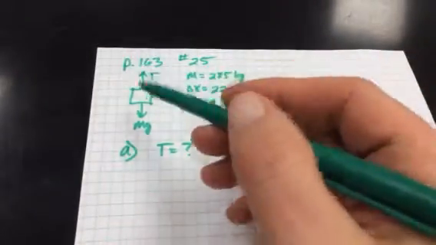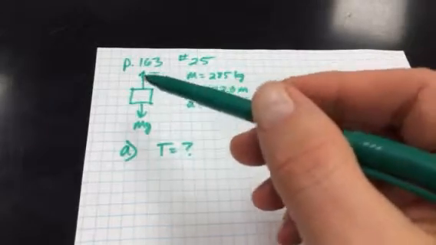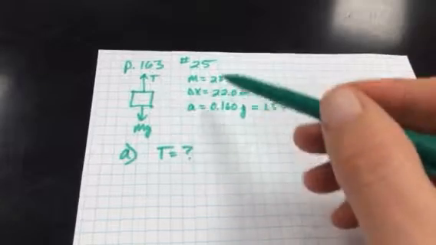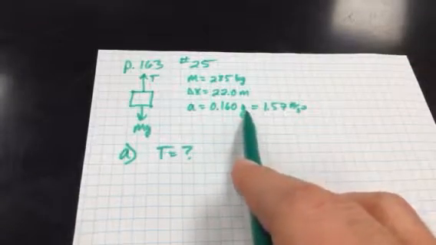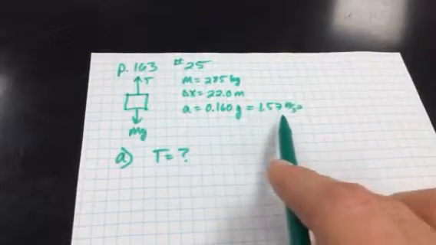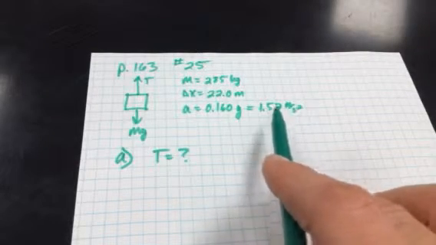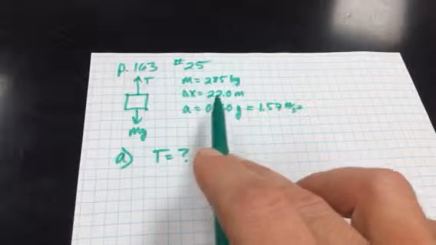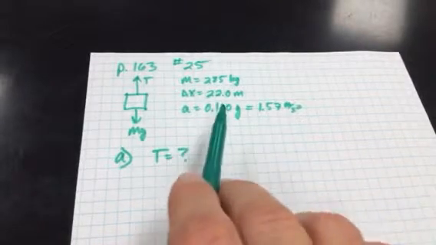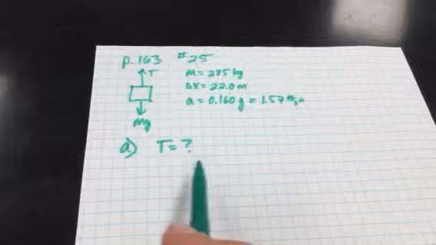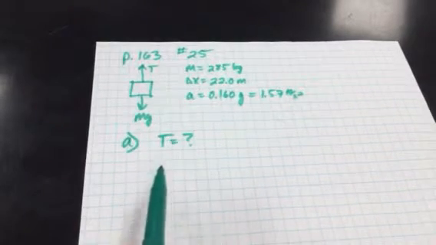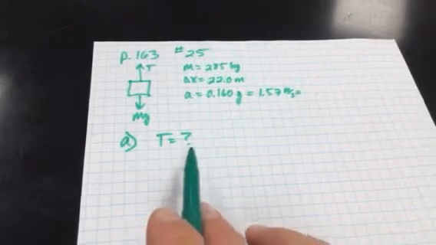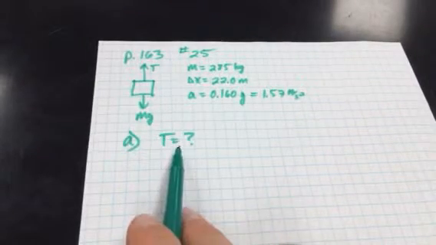So here we go. The situation we have here is that a 285 kilogram load is being lifted up. It's actually accelerating upward at 0.160 times the acceleration of gravity. So that gives us this acceleration, and it's moving upwards through a vertical displacement of 22 meters. And this is probably one of the things that you guys love so much about this one: it's broken down into 5 parts. However, that's actually a good thing because it's breaking it down step by step. First thing it wants to know is tension.